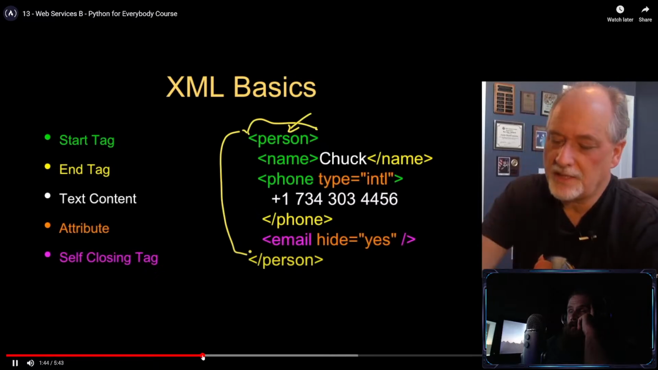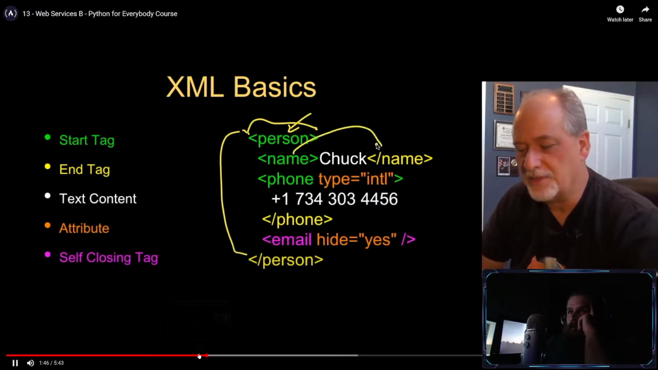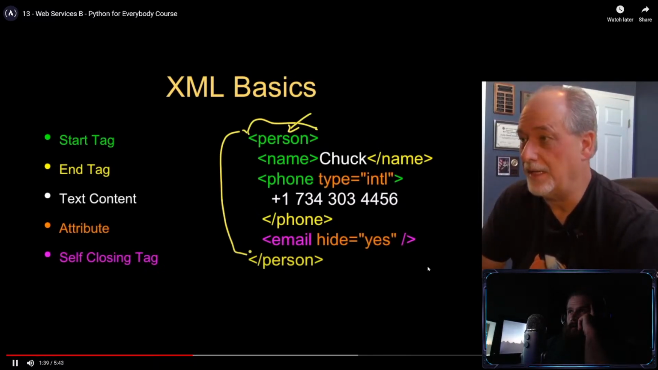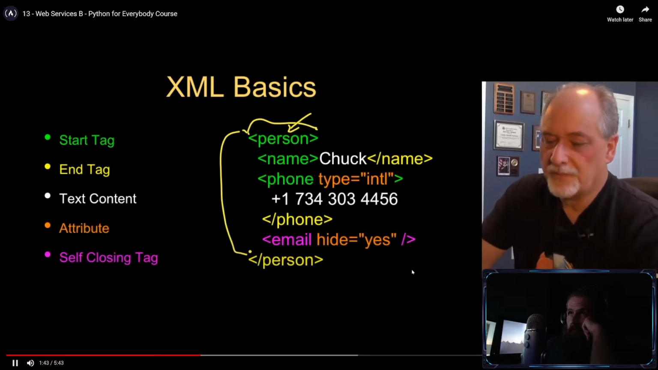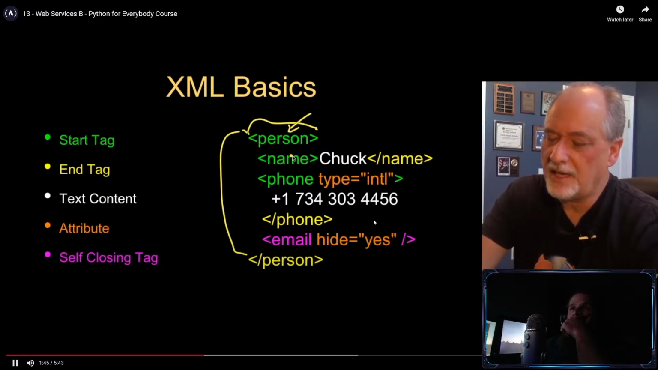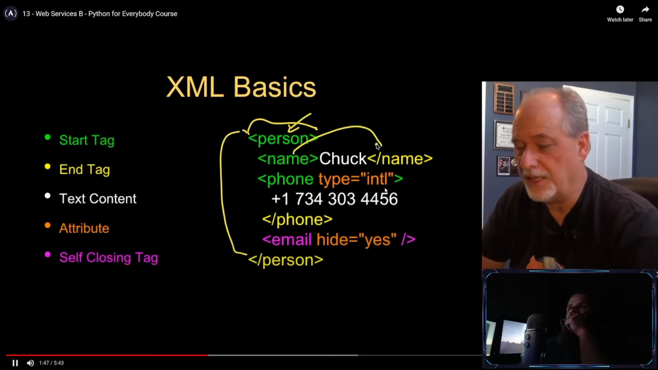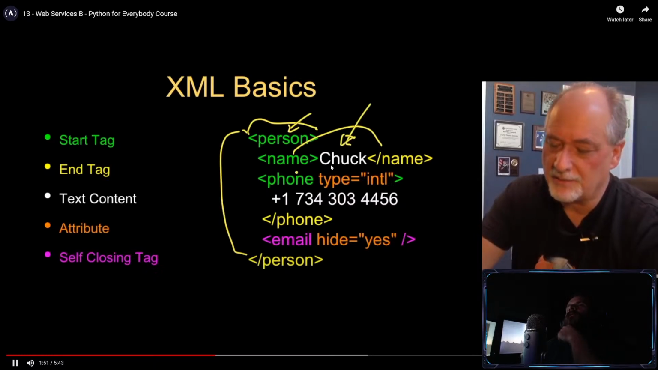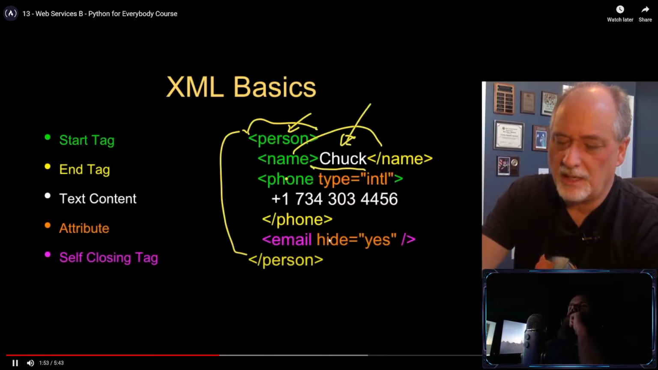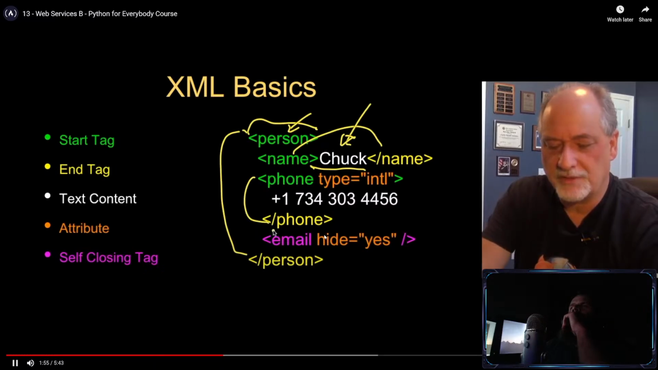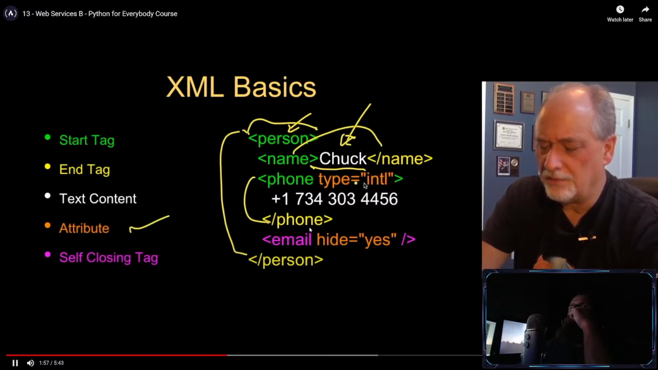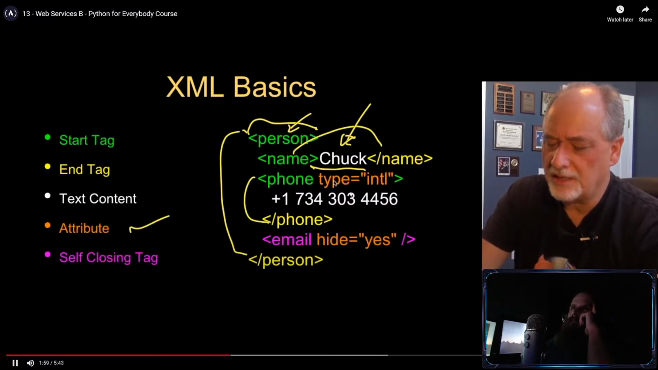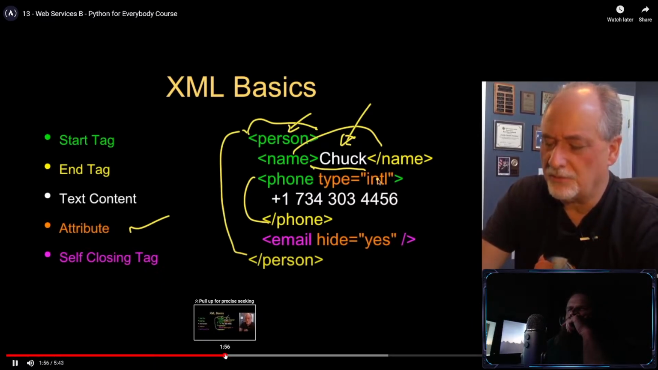An ending pair, tag and ending tag, and so like name and slash name are a beginning and ending pair. Then there is the actual textual content, and that is the material between it. And then here's a phone and slash phone, and we have this thing called the attribute. Key equals value. The key doesn't have double quotes. The value always has double quotes.